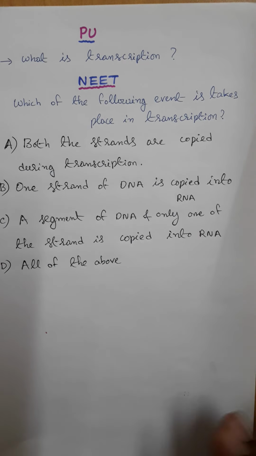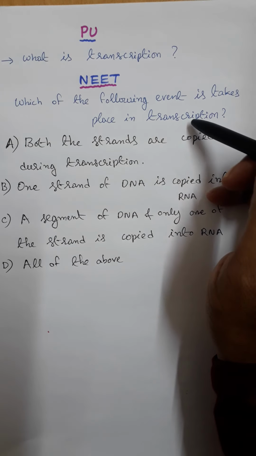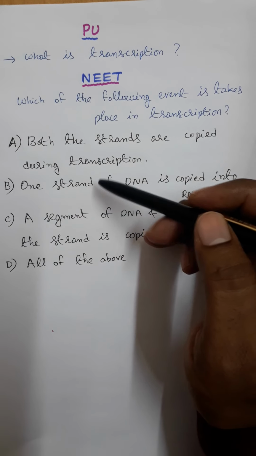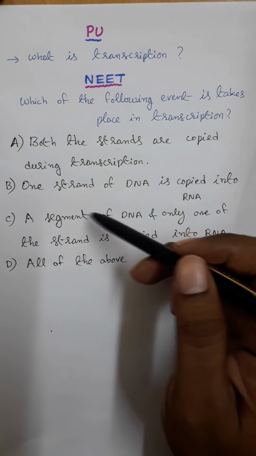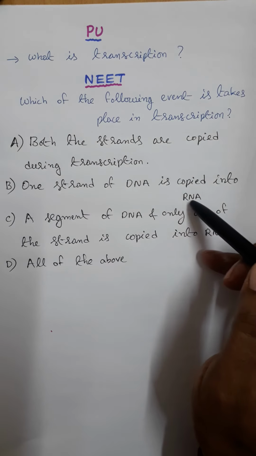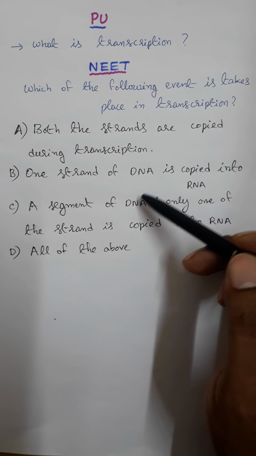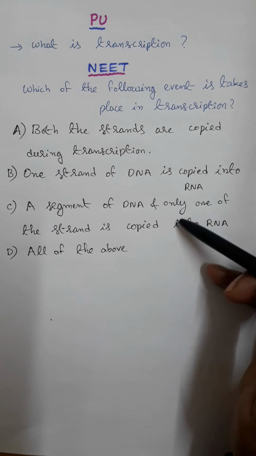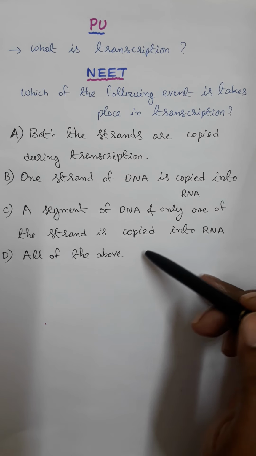From this concept, regarding need oriented, the question is, which of the following events takes place in transcription? What are the given options? Option A, both the strands are copied during transcription. Option B, one strand of DNA is copied into RNA. Option C, a segment of DNA and only one of the strands is copied into RNA. Option D, all of the above.